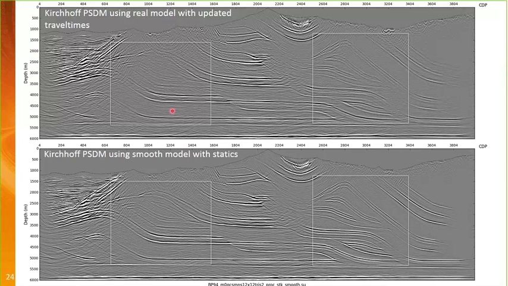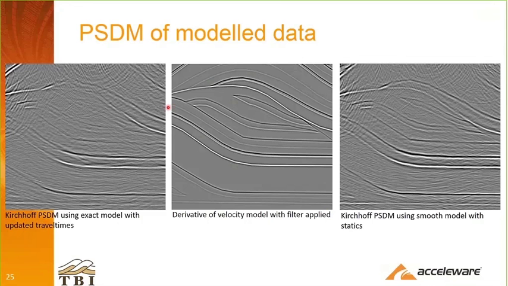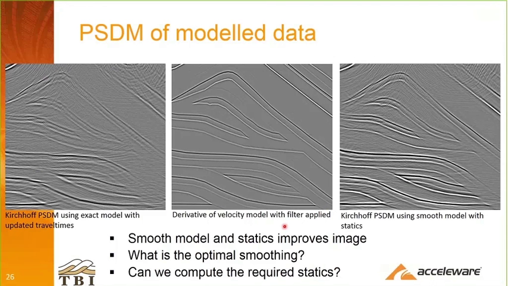So starting with this blue box, or sorry, the white box on the left here. On the left, I'm showing now the results with the exact model and updated travel times compared to on the right with the smooth model and statics, with our benchmark in the middle. And you can see at the zoomed in scale, there's quite a lot of reflectivity where we didn't see any before. And so we're definitely getting a sharper image. And if I look over to the box I highlighted on the right, same thing. We get a much sharper image, better fault definition, better reflectivity.